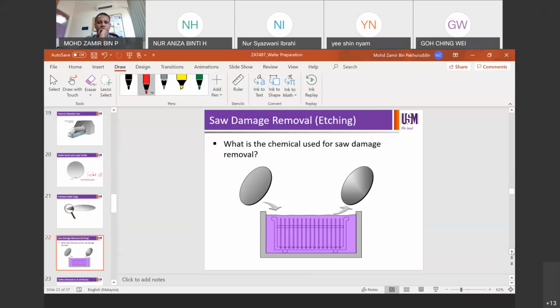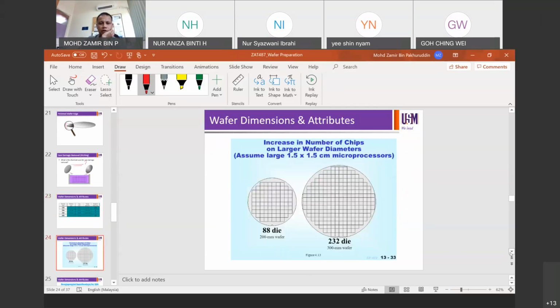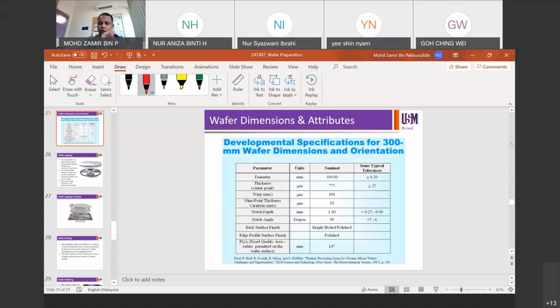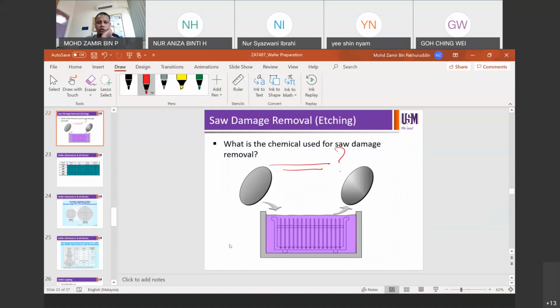So saw damage removal is done after the cutting process in order to remove the damage. So you try to identify what chemicals are used for the damage removal. The goal is to remove the damage before we do the fabrication process. Dimension, I think we just stop here first and then we continue. Tomorrow is what, Wednesday? We'll continue on Thursday. I want you to look into the saw damage removal chemicals, and then we'll start off with this page on Thursday. Okay.